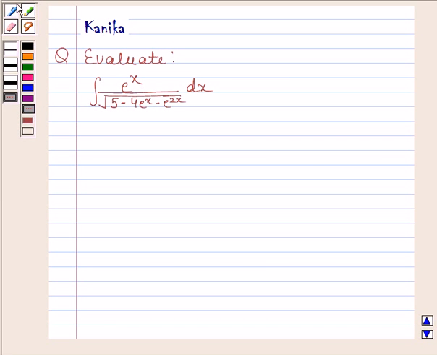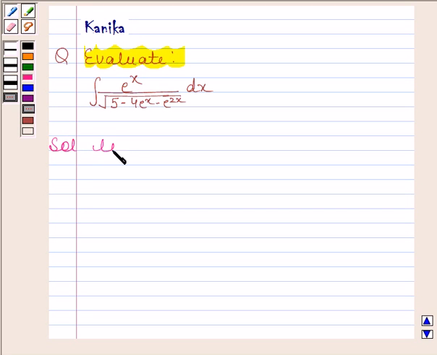Session. Let us discuss the following question. The question says, evaluate the integral of e to the power x divided by the square root of 5 minus 4 e to the power x minus e to the power 2x with respect to x. Let's now begin with the solution.